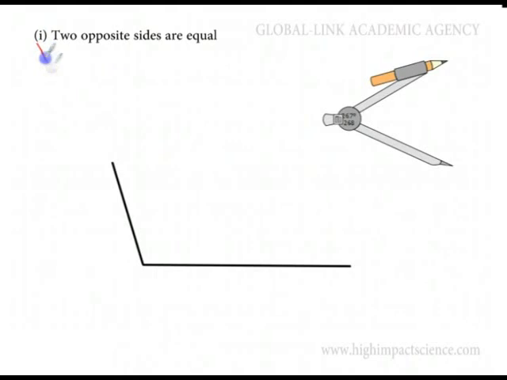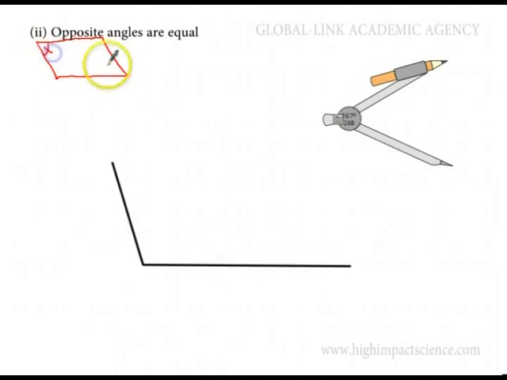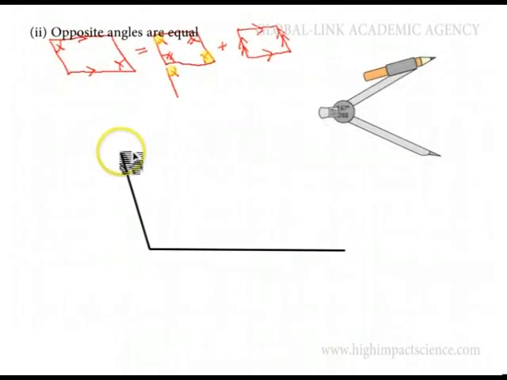The next method is from the understanding that opposite angles in a parallelogram are equal. And so what we will do is simply copy this angle on the other side. The first thing I want to do is extend this line so that I copy the acute angle that will be formed below.